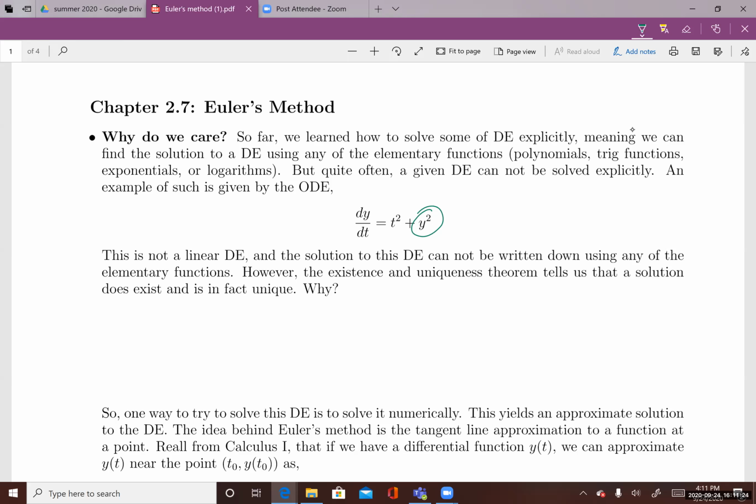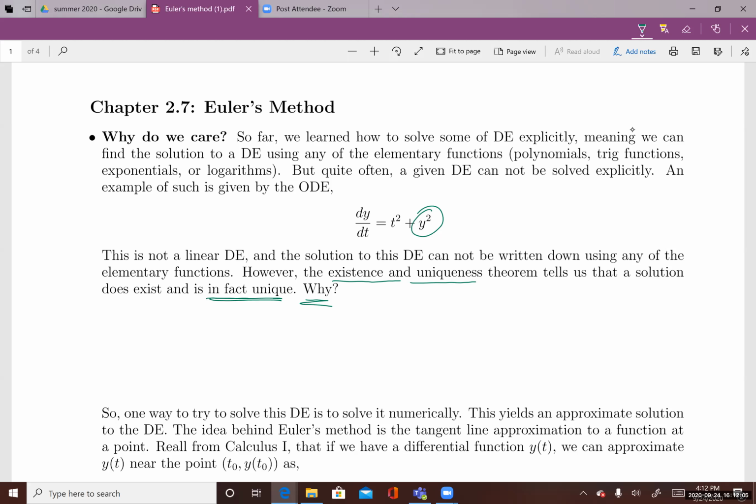So what can we do? We know that this differential equation is not linear because of this fact, and then the solution to this differential equation cannot be written down using any of the elementary functions. However, the existence and the uniqueness theorems tell us that a solution does exist, and is in fact a unique solution. Well, how do we know that?